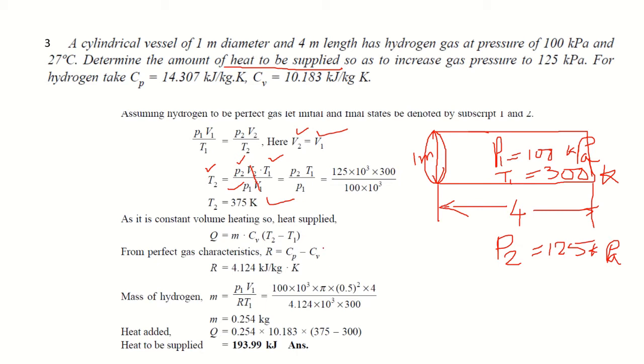R is equal to Cp minus Cv. Cp is given, Cv is given. You can find out R. So m is equal to P1 V1 by R T1, and we know all the values. We can find out the mass. Substitute the mass here. Cv is known. Temperature rise is known. Find out this. Very, very simple example.